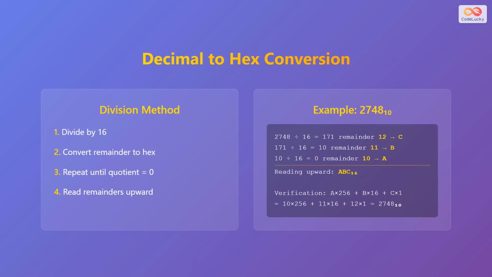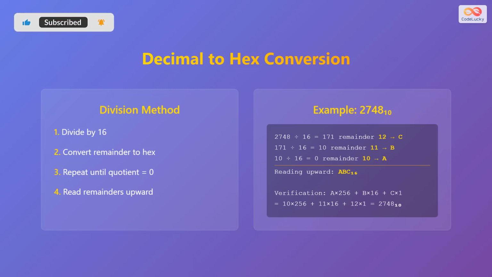To convert a decimal number to hexadecimal, we use the division method. First, divide the decimal number by 16. Second, convert the remainder to its hexadecimal equivalent. Third, repeat the process until the quotient is 0. Fourth, read the remainders upwards to get the hexadecimal number.